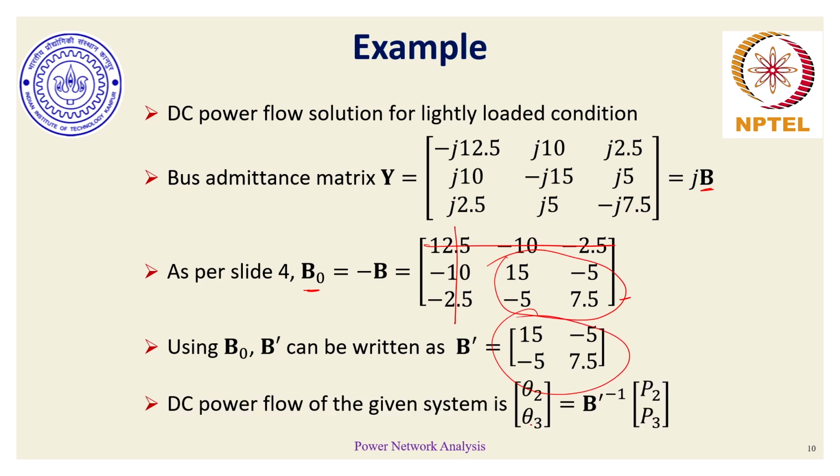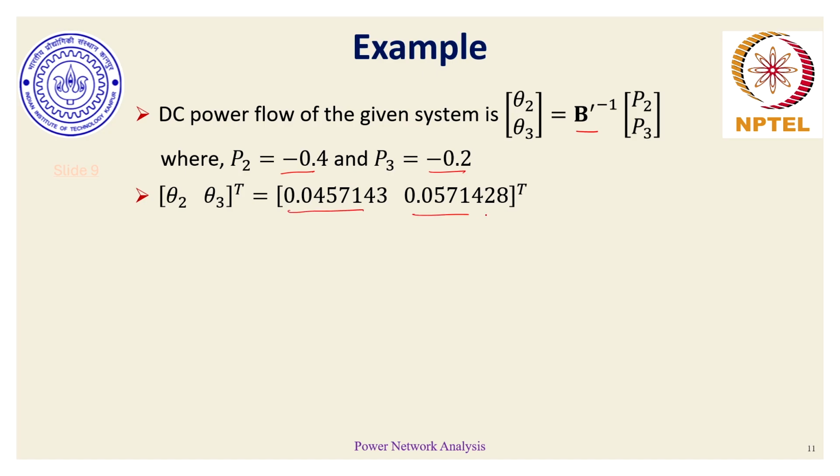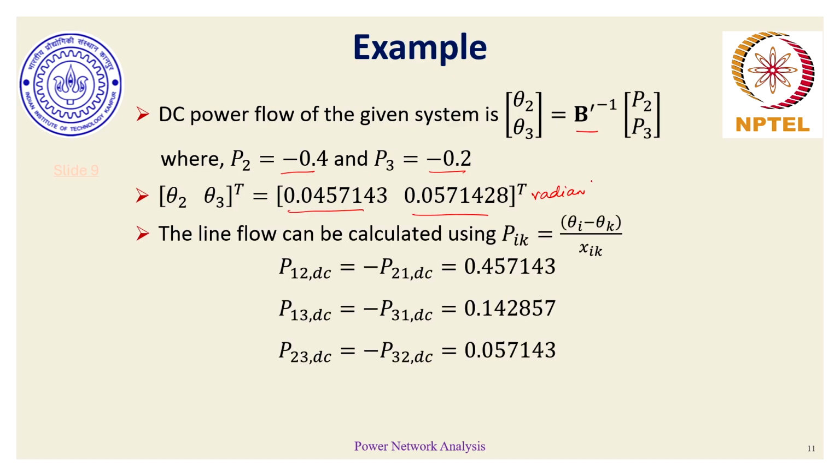The unknowns are the voltage phase angles of bus 2 and bus 3. For known injections at bus 2 and bus 3, which are load buses, the corresponding injections are minus 0.4 and minus 0.2 for the light loaded condition. Since B dash is not a singular matrix, we can get the corresponding phase angles. These are in radians, please note, not in degrees. And from these angles, we can evaluate the corresponding flows through the expression which was discussed earlier.